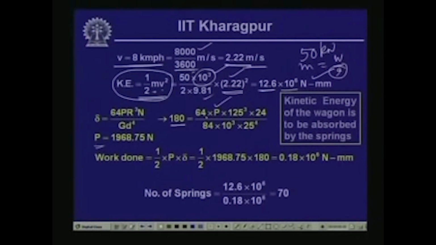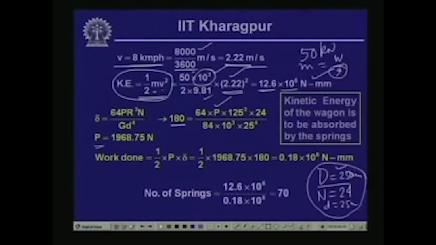because the value of R and the value of the diameter are given. The mean diameter of the spring is equal to 250 millimeter, thereby the radius is 125 millimeter, and the number of turns given for the spring is 24, and the diameter of the wire with which the spring is formed, d, is equal to 25 millimeter.